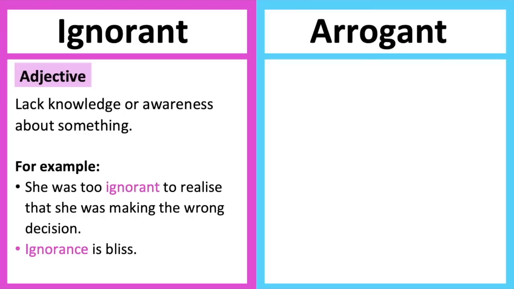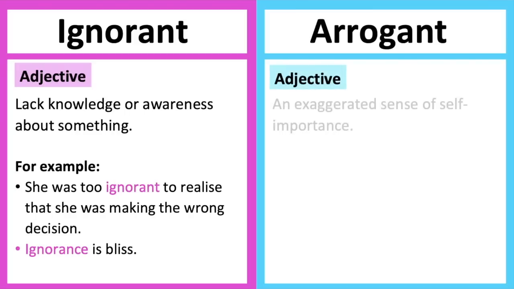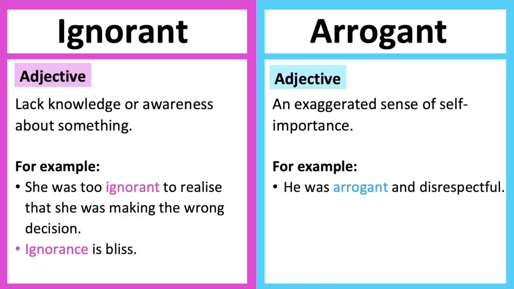Arrogant. Arrogant is an adjective and it refers to an exaggerated sense of self-importance. So a person who is arrogant is usually very confident and proud. They usually don't listen to others and only care about their own opinions because they perceive themselves to be superior to others. So they essentially think that they are better than everyone else. For example, he was arrogant and disrespectful. Her arrogant manner is off-putting.